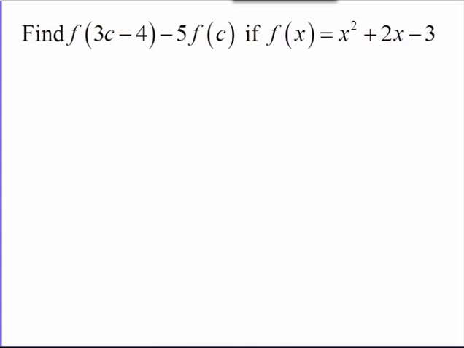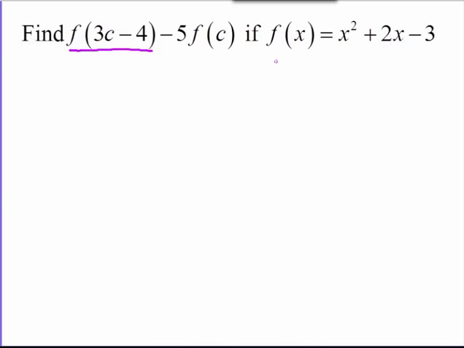Find f of 3c minus 4 minus 5 times f of c, if f of x equals x squared plus 2x minus 3. Yeah, this is going to be interesting. So the first thing we need to do is find this right here. That's the first thing we need to do.